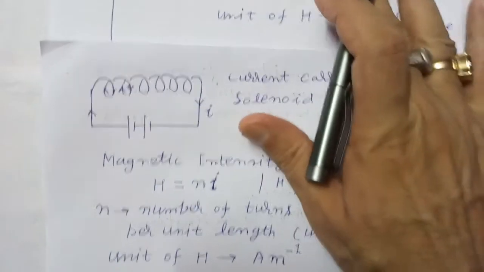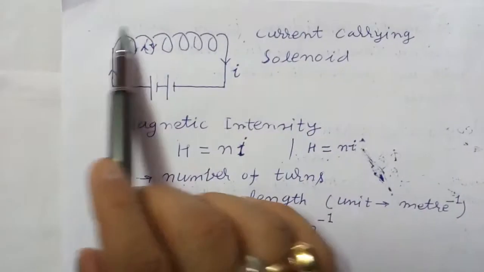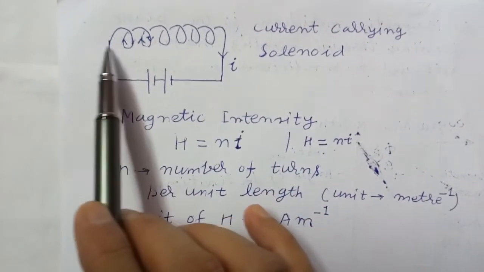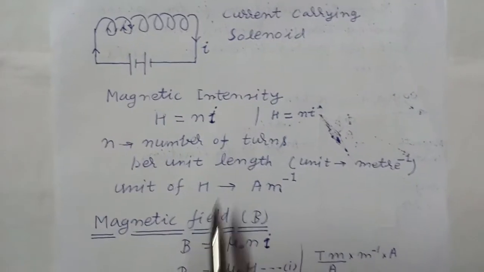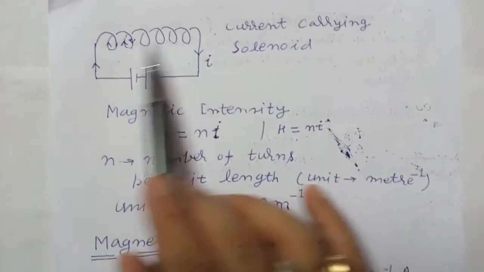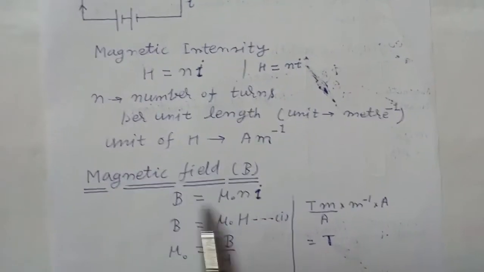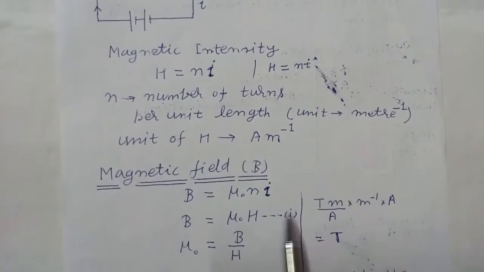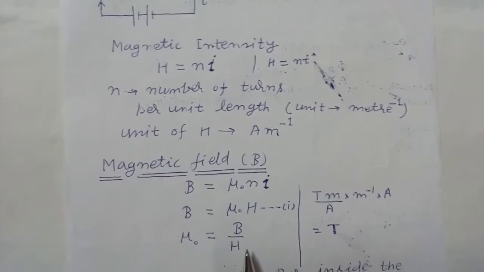Now if you multiply the permeability of the medium, suppose here the medium is air and its permeability is mu naught, with H, then we get the magnetic field B. So this is the relation between magnetic field B and H. So B is equal to mu naught N I, or B is equal to mu naught into H. So mu naught is the ratio of B and H.